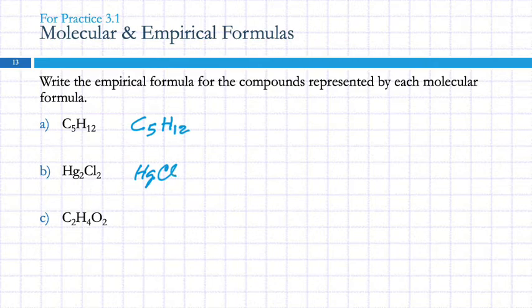How about C2H4O2? CH2O. So we're just looking for the greatest common factor. We factor that out, and we're left with the lowest ratio.